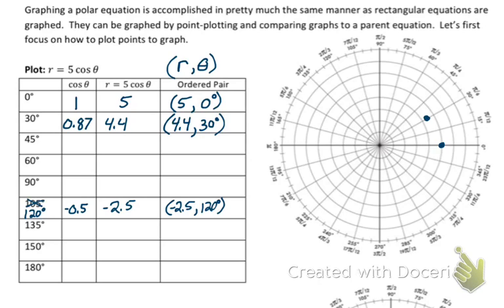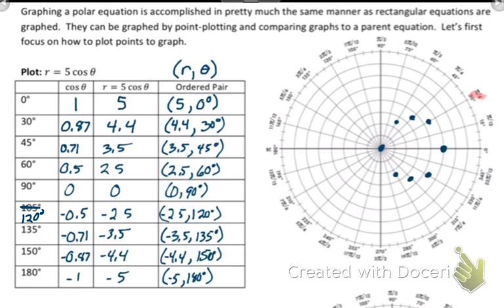So 120, 2.5 is about there. Just as a reminder, we find our 120, and we go in the negative direction. So 120, I go in the negative direction, 2.5. All right, I want you to find the rest of those points and go ahead and plot them. If you get done early, go to the next graph and plot those as well.